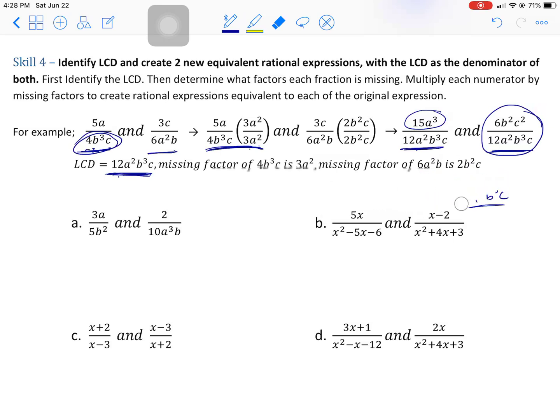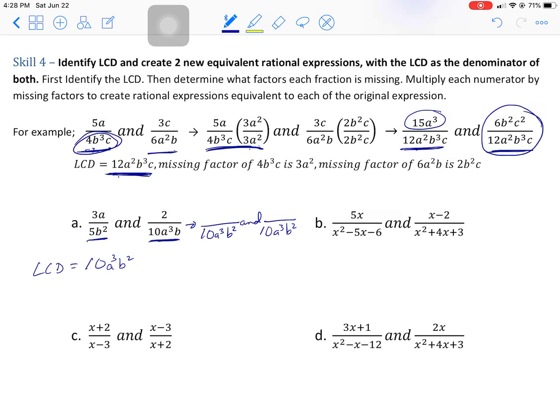So let's try one of our own. All right, so step 1, find the LCD between this term and this term here. So since 5 is a factor of 10, 10 is going to be my LCD so far, okay? And then that has a b squared, and that has a b. So I know I have a b squared, and that has an a^3, so that's going in there. So that is my LCD, 10a^3b^2.